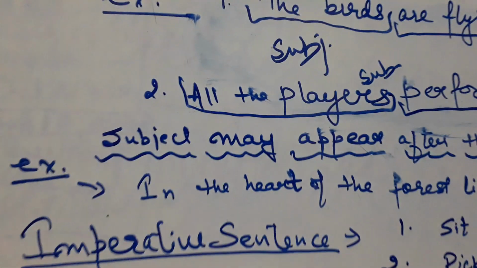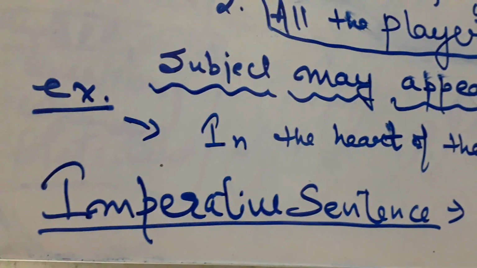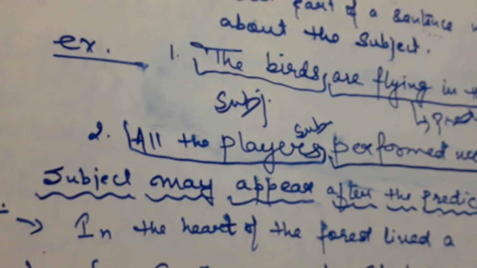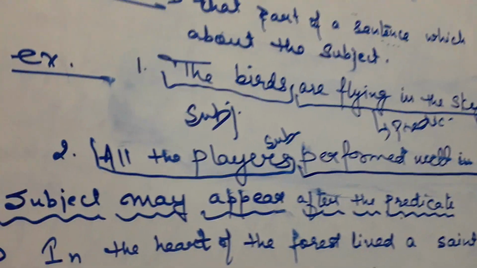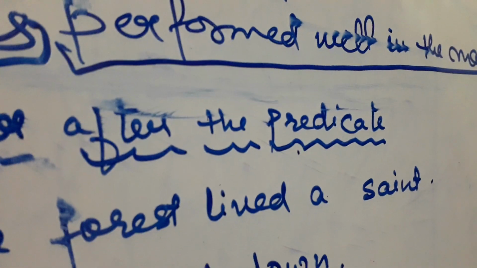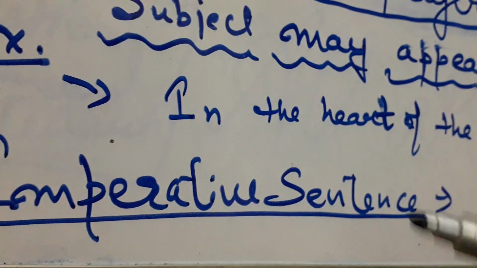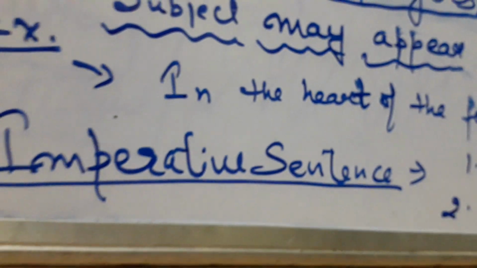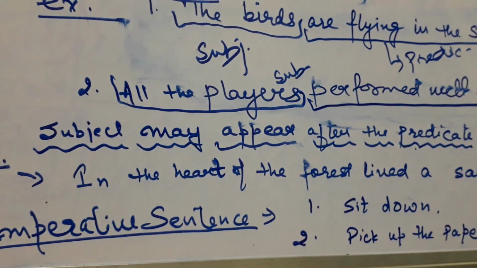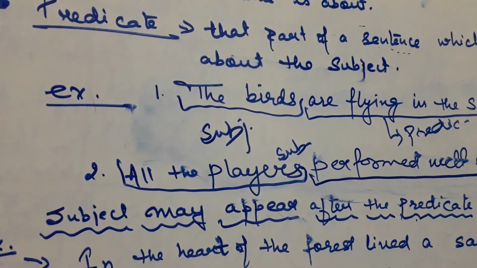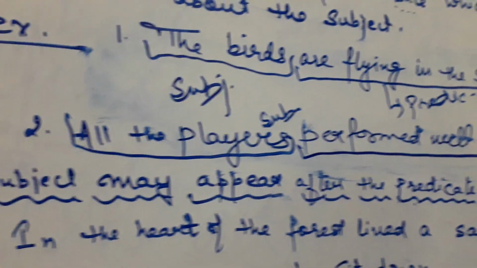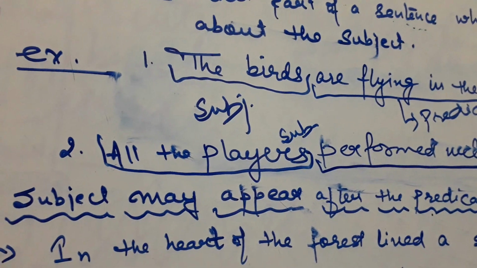Now please, children, note that generally subject appears in the first part of a sentence. But sometimes it can also appear after the predicate. Subject may appear after the predicate. The subject of a sentence usually comes first, but occasionally it may be placed after the predicate. Sometimes the subject can also appear after the predicate. Predicate can appear as the first part of a sentence in some cases.